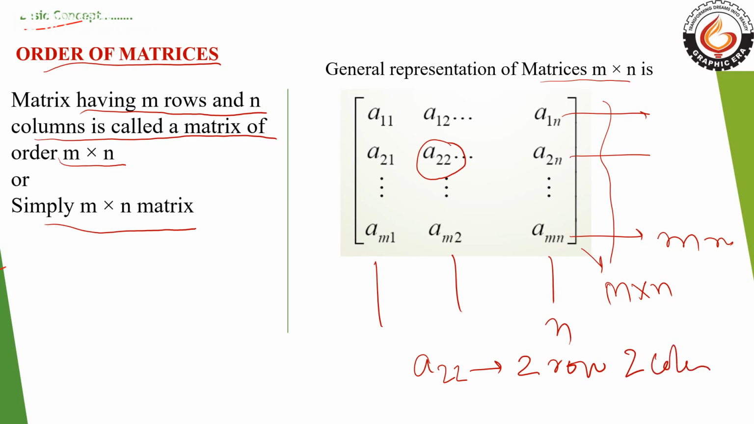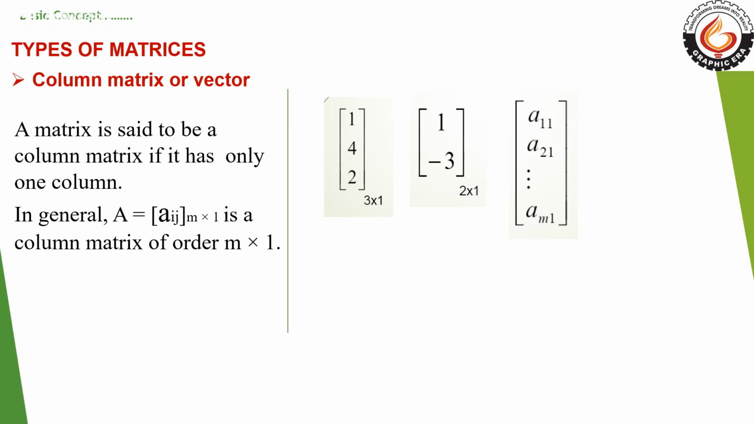Or if we say there is an element A32, it means the position of that element lies on the third row and the second column. Now we discuss types of matrices. So first, the column matrix or vectors. What's a column vector? A matrix is said to be a column matrix if it has only one column.